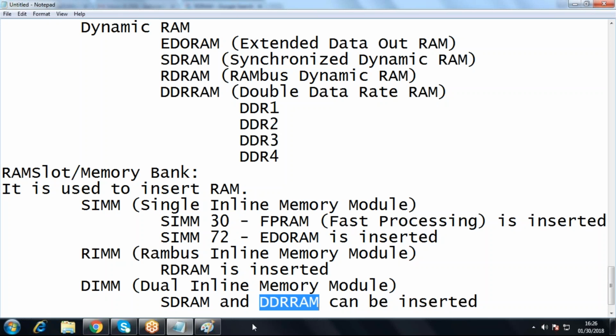I want to ask you one question about cache. Cache is a static RAM, but cache is present in all computers. Yes, right? But people don't talk about cache.